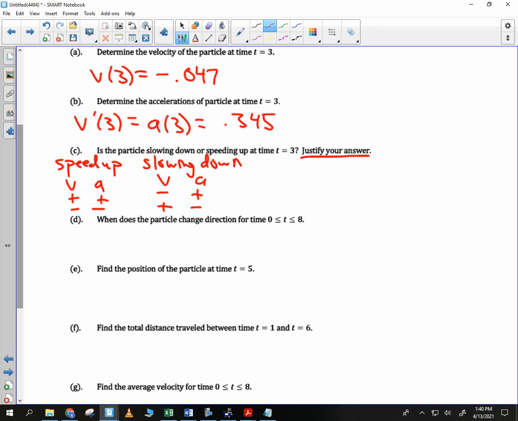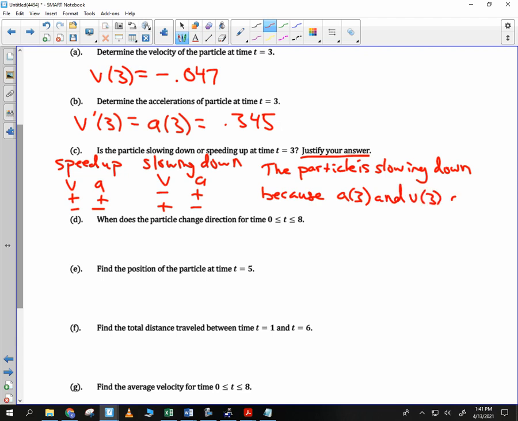First of all, let's look at V of 3 and A of 3. Are the signs the same or different? Different. So is it speeding up or slowing down? The particle is slowing down, because A of 3 and V of 3 are different signs. If you said speeding up, you would say because A of 3 and V of 3 are same signs.